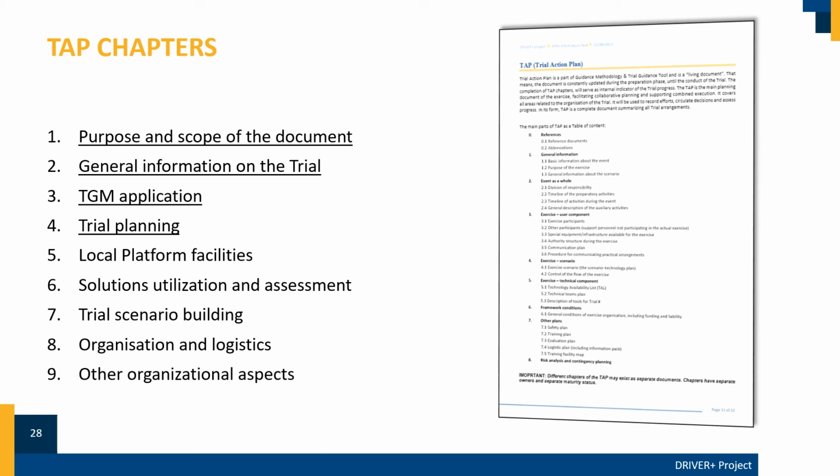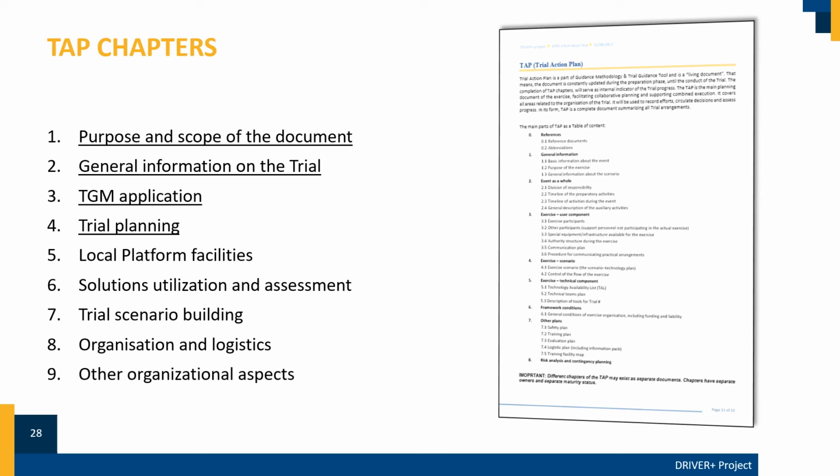The command structure describes the hierarchy of roles and persons during execution of the trial. Subsection 4.3 contains different visualizations of all preparation processes, like a Gantt chart, a weekly timeline, or a table with milestones. And the 4th subsection contains a table with management and organizational risks and related contingency plans.